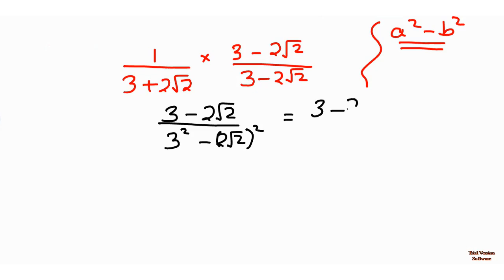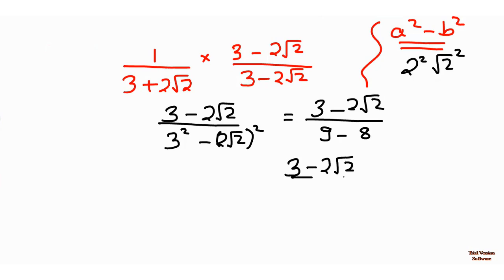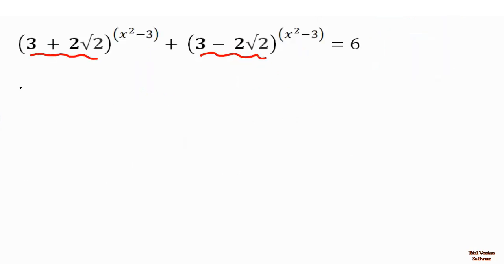This is 3 minus 2 root 2 upon 3 square is 9 minus 2 root 2 square is 8. Because here we'll have 2 square multiplied by root 2 square. 2 square is 4 and under root 2 square is 2. So this would be 9 minus 8. So we'll get 3 minus 2 root 2 divided by 1. So we can say that 1 upon 3 plus 2 root 2 is ultimately equal to 3 minus 2 root 2.